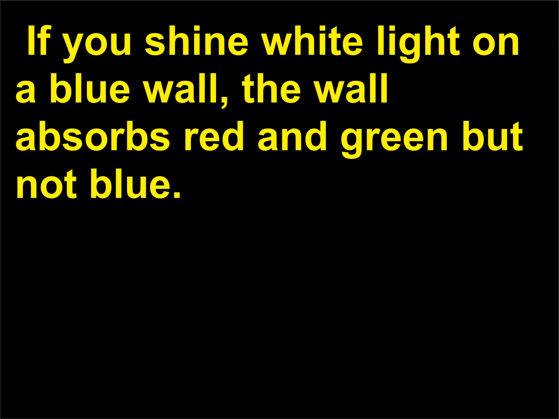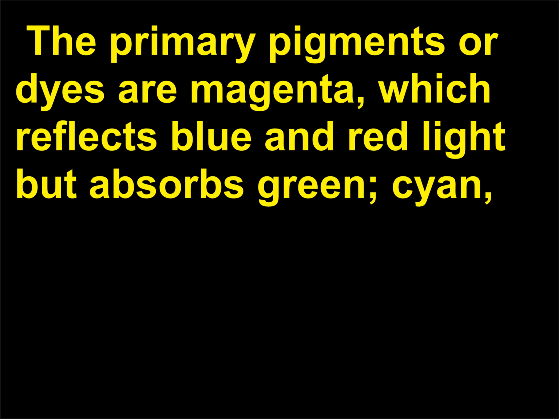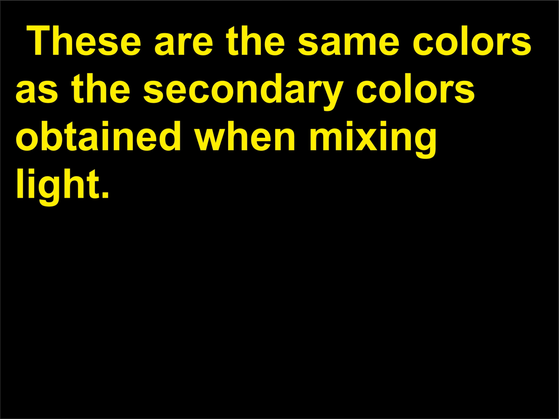If you shine white light on a blue wall, the wall absorbs red and green but not blue. So if we know what colors are reflected, we know the color of the object. The primary pigments or dyes are magenta, which reflects blue and red light but absorbs green, cyan, which reflects blue and green but absorbs red, and yellow, which reflects red and green but absorbs blue. These are the same colors as the secondary colors obtained when mixing light.